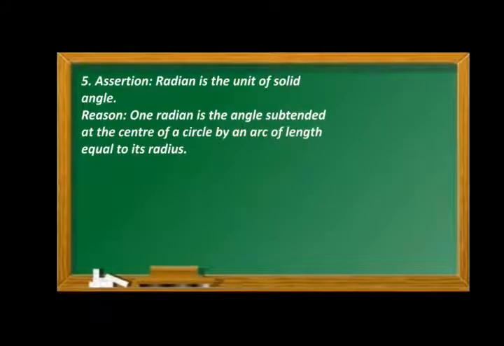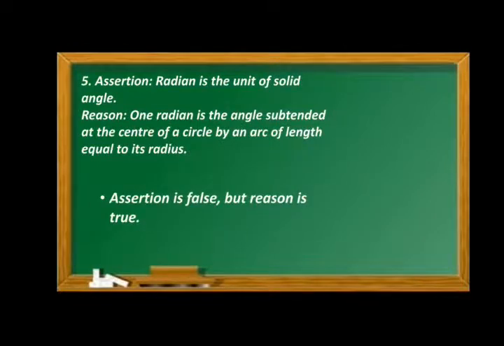Assertion, radian is a unit of solid angle. It's false because radian is a unit of plane angle. Reason is 1 radian is the angle subtended at the center of a circle by an arc of length equal to its radius. The statement reason is correct. So here assertion is false but reason is true.